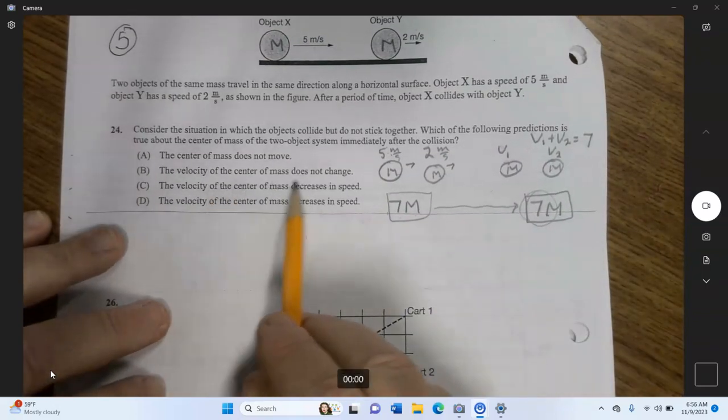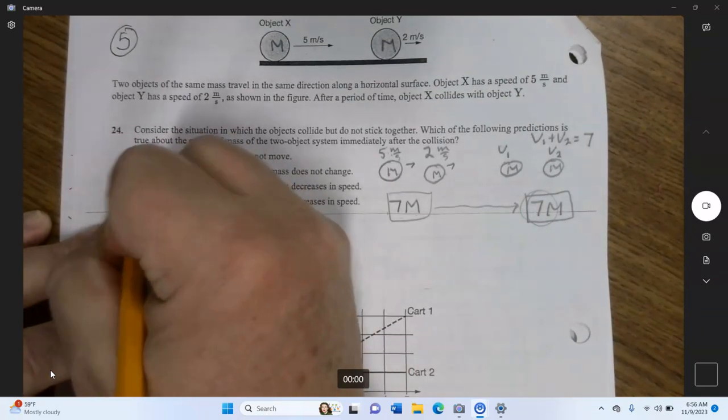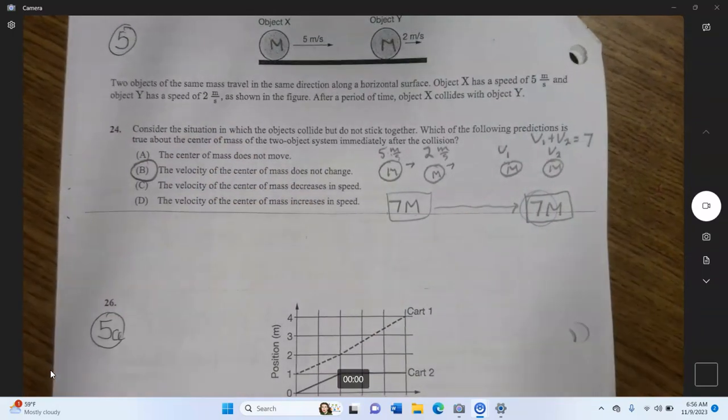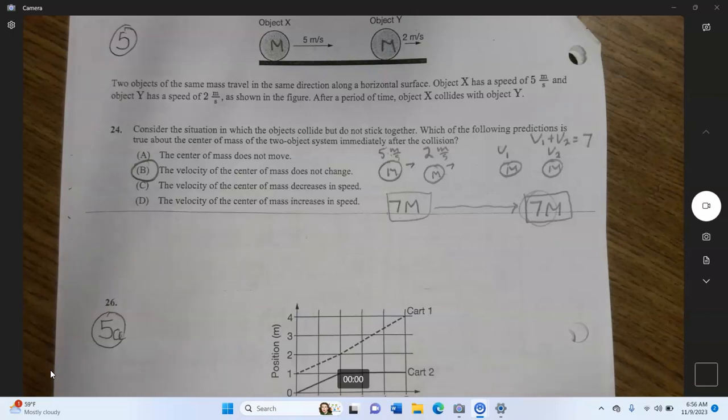Therefore, the velocity of the center of mass does not change. Okay, think of the center of mass meaning the two of them together. Think of it as taking the two of them and making them into one object. Okay, so the velocity of the center of mass does not change, okay, on that one.